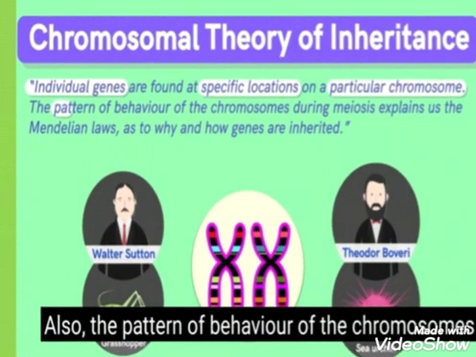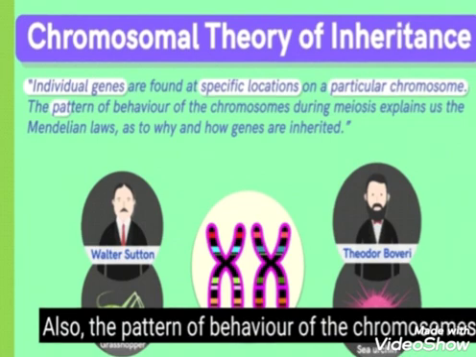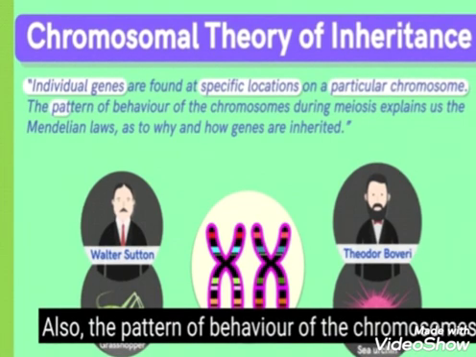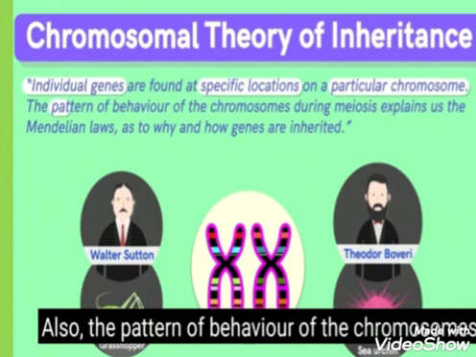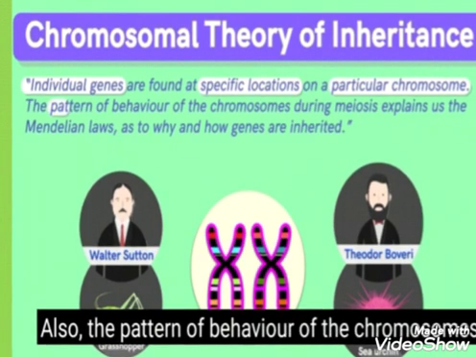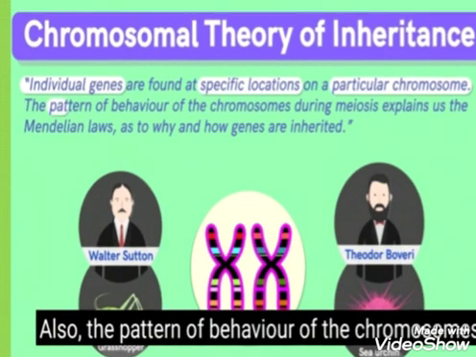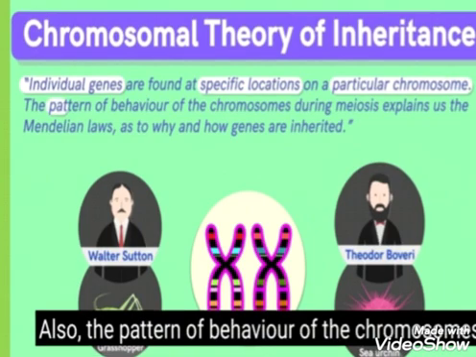And they proved individual genes are found at specific locations on a particular chromosome. The pattern of behavior of the chromosome during meiosis explains the Mendelian laws, as to why and how genes are inherited. Also, they proved the pattern of behavior of chromosomes.